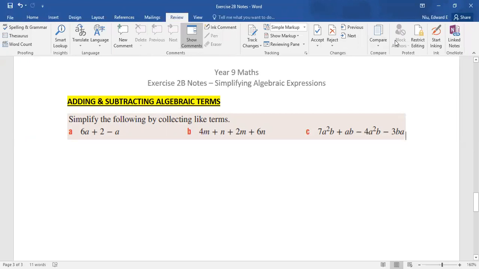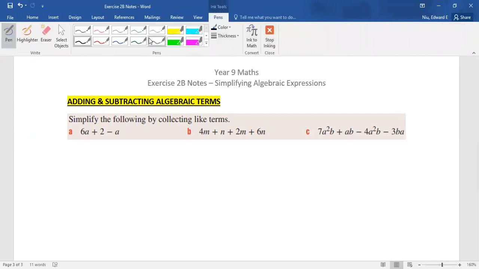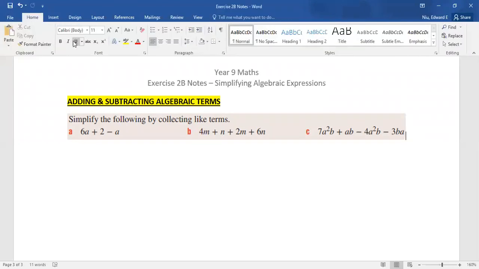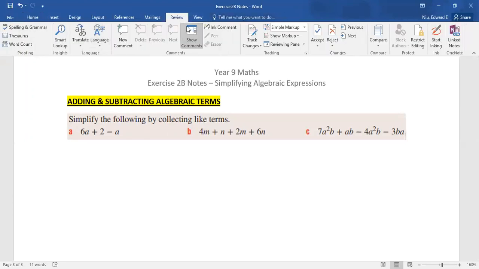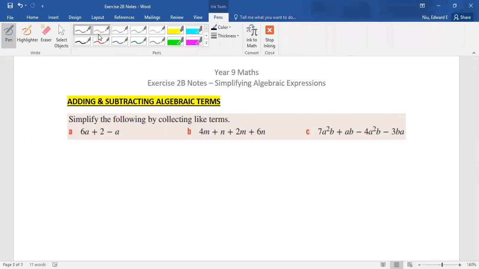Let me just start inking. All right. So no, this isn't going great, is it? Why doesn't it? Here we go.